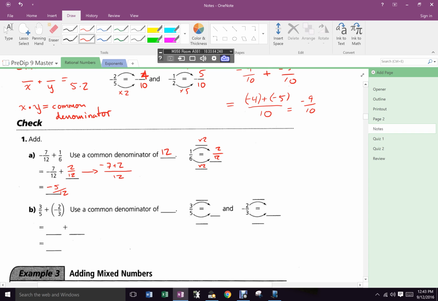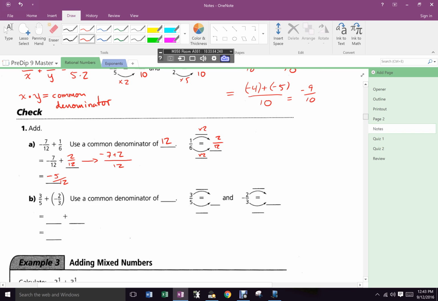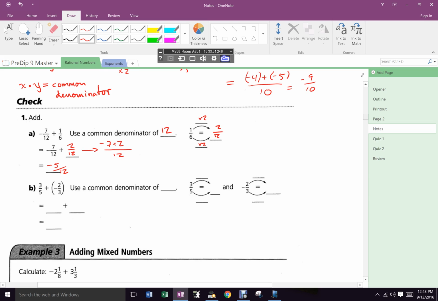Okay. What about the next one? Again, can you do it in your head? Of course you can. What's the common denominator? 15. That time it worked to do the bottom two multiplied together, correct? Okay, so what does my 3/5 become? 9/15, because we're times 3. And what does my 2/3 become? 10/15, because it's times 5.